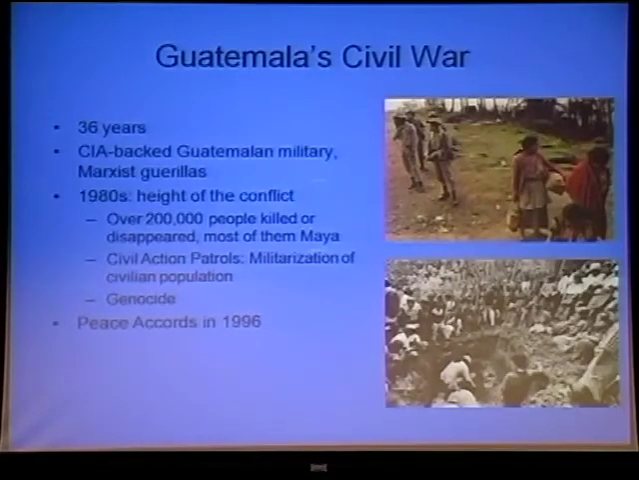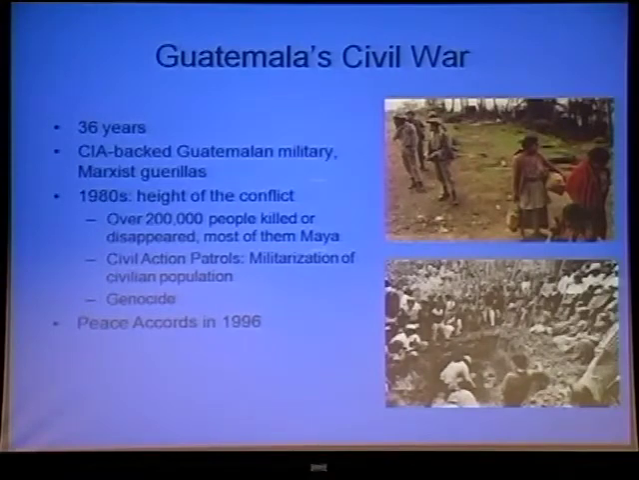And part of that was because the Guatemalan military was very strong, was supported by our military, had a number of guns and just had sheer numbers, and was able to really decimate and fight against the guerrilla movement.